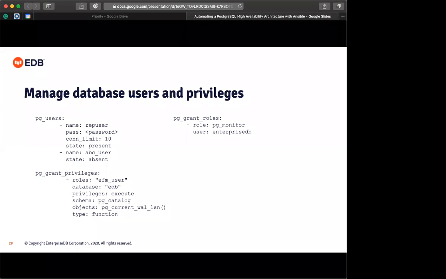If you want to grant specific privileges or specific roles, you can do all of that management of database users and privileges with the Ansible collection which we have published. And again, you can see it's pretty straightforward, well formatted, easy to read, easy to write. All the naming conventions which we used for the collection are such that people can understand them automatically. For example, con_limit, which is connection_limit, the number of connections you want to allow from a specific user.